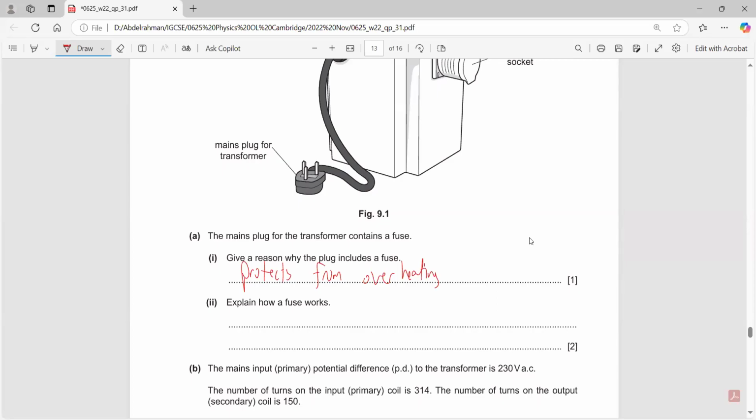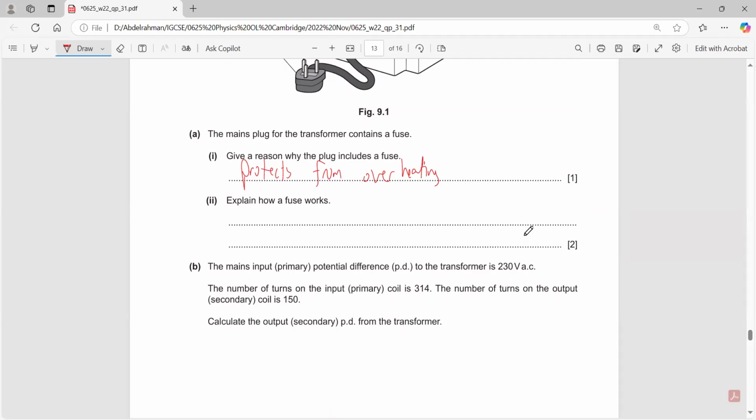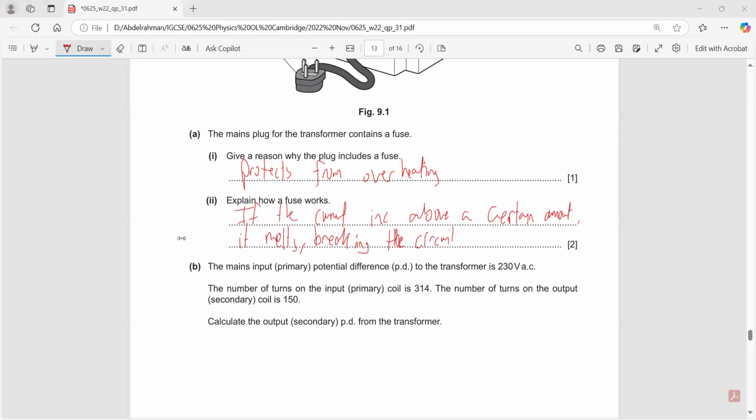Explain how the fuse works. What happens when the current increases above a certain amount? It melts and breaks the circuit. The fuse will melt and the circuit will break. Okay, good.